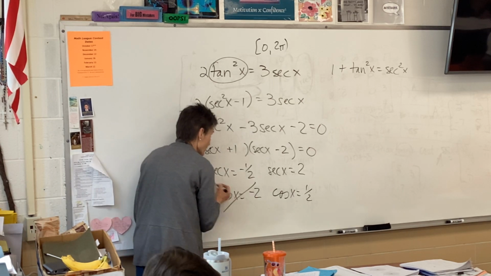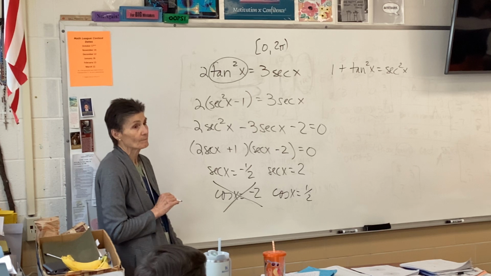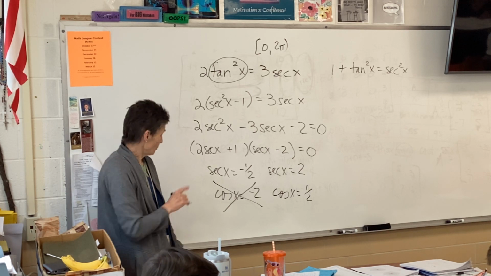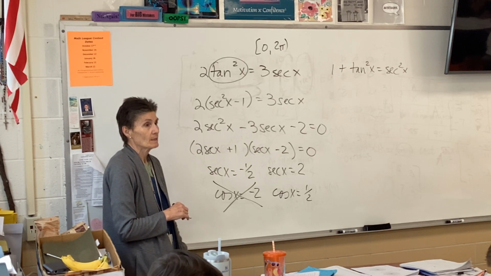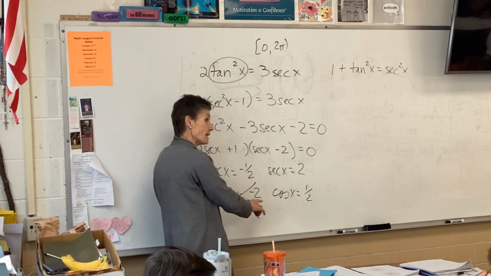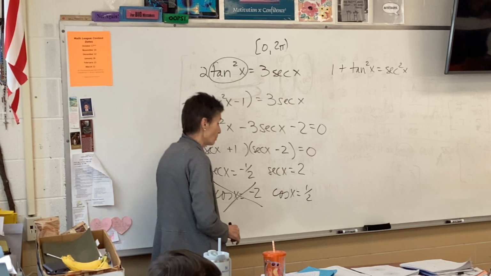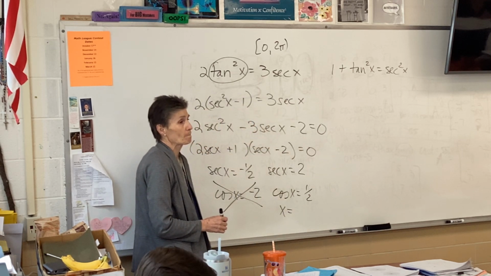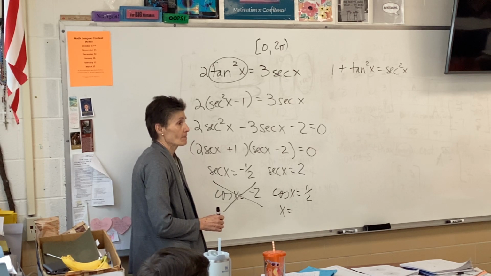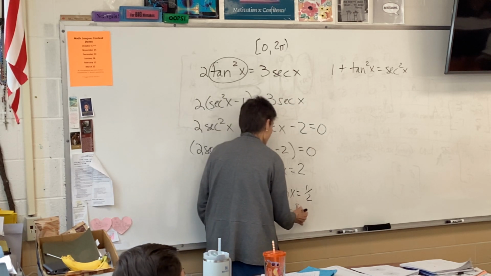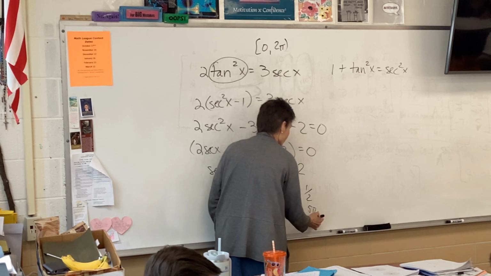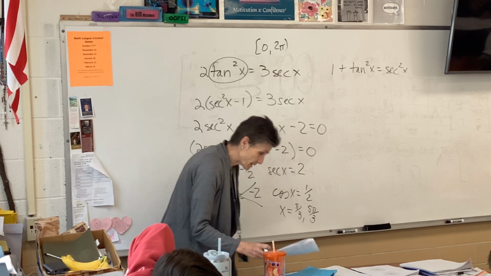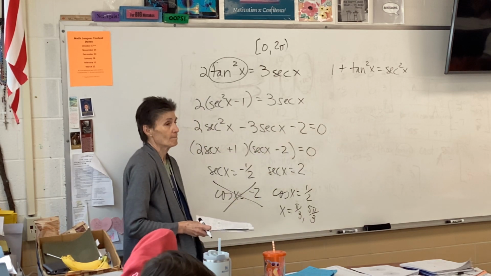And then I'm gonna ditch that one, because why? Cosine can never be bigger than 1 or less than negative 1, right? So that's out. But the cosine can be a half. Where does that happen? Where is the cosine a half? Pi over 3 and 5 pi over 3. And there we are. Let me see, is that what I got when I did this? Yep, good, okay.